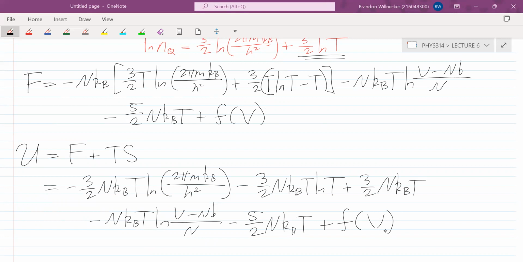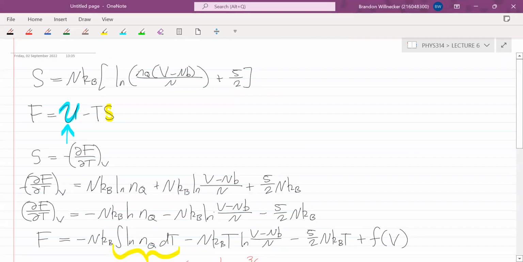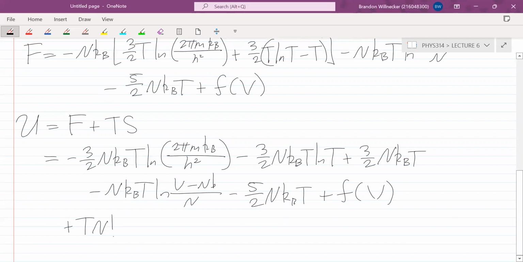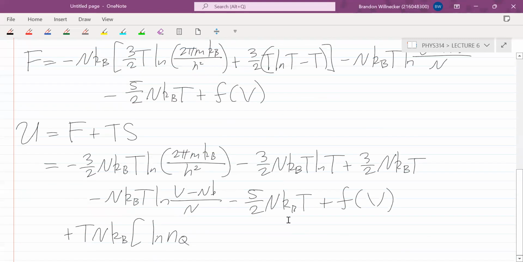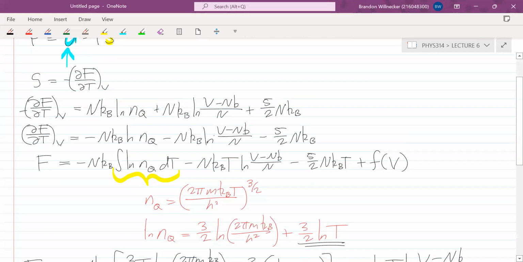Now we need to add T times the entropy. So it's going to be plus T times the entropy. We had that above. That was NkB natural log of nQ, and all of that. So let's write that. So T times NkB in brackets, natural log of nQ. Let's just put it separately there. Then it's the natural log of V minus Nb over N, plus 5 over 2.